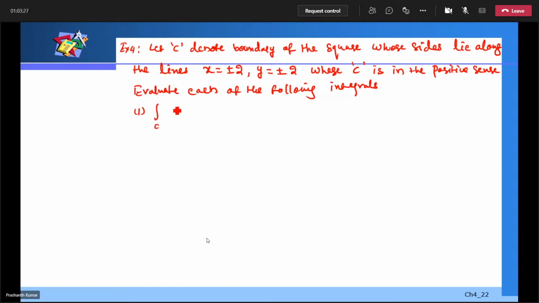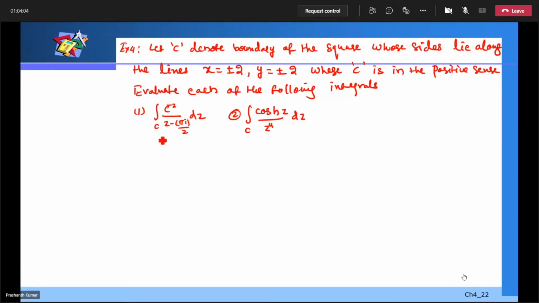Number 1, integral over C of e to the power of minus z by z minus pi i by 2 dz. Number 2, integral over C of cos hz by z power 4 dz.